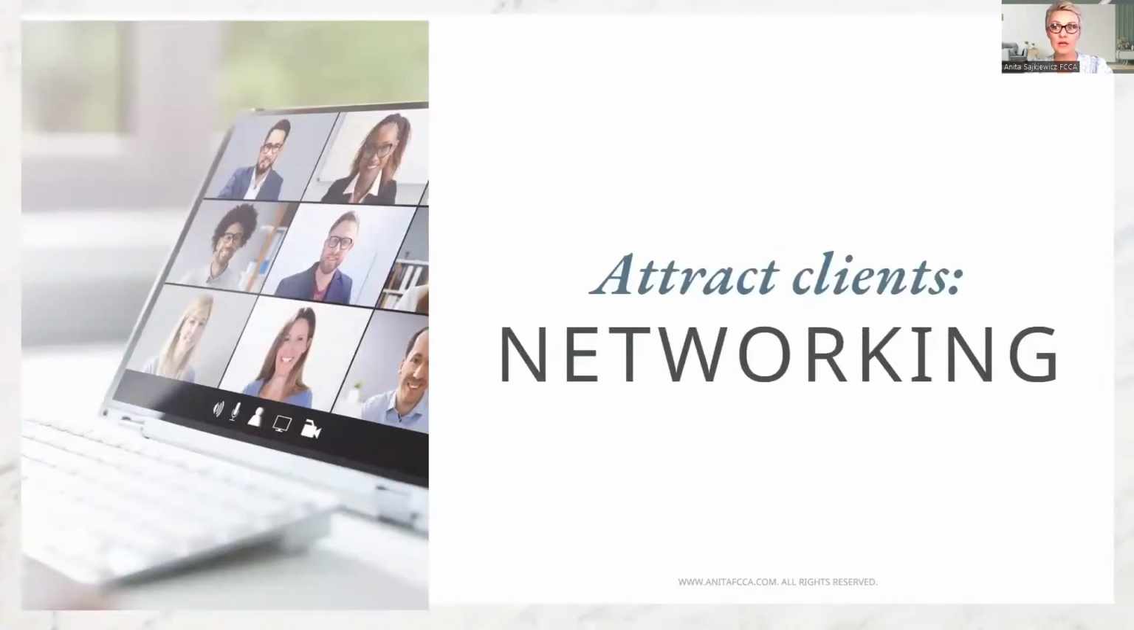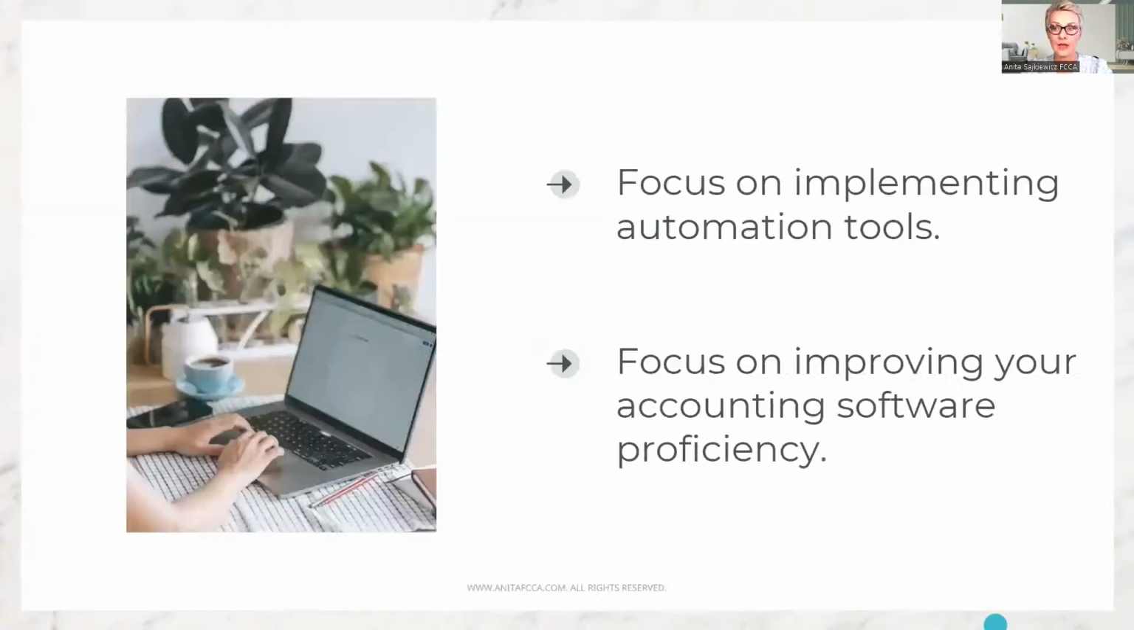For example, if your goal is to attract more clients, you should prioritize activities such as networking, marketing, and building relationships with potential leads. And for example, if you aim to streamline your processes in your business, you should focus on implementing automation tools or improving your accounting software proficiency. By giving priority to the tasks that align with your goals, you will optimize your time and energy.